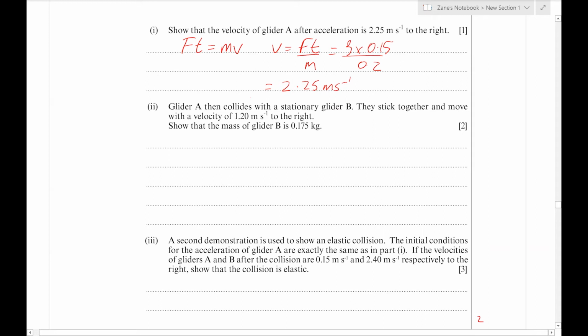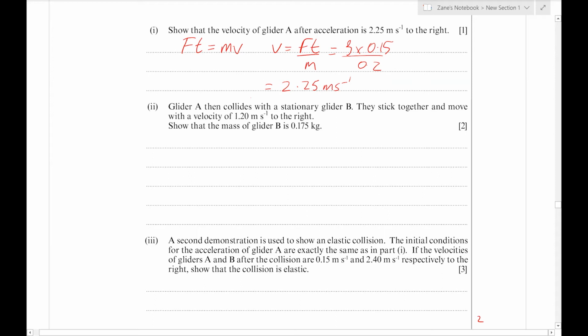In the next part of the question, we're told that glider A collides with glider B, which was stationary. They stick together and they move with a combined velocity of 1.2 meters per second to the right. And we need to show that the mass of glider B is 0.175 kilograms.